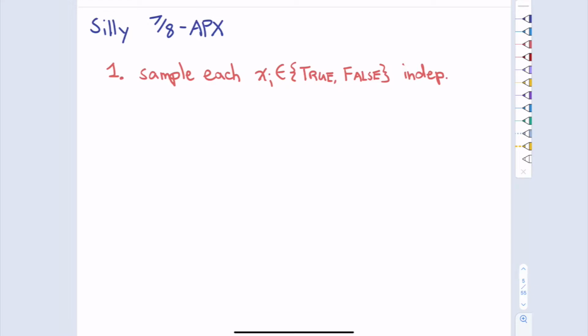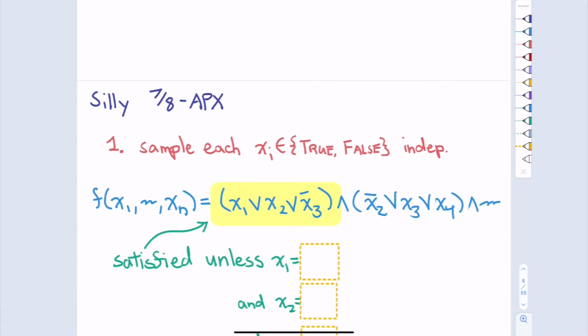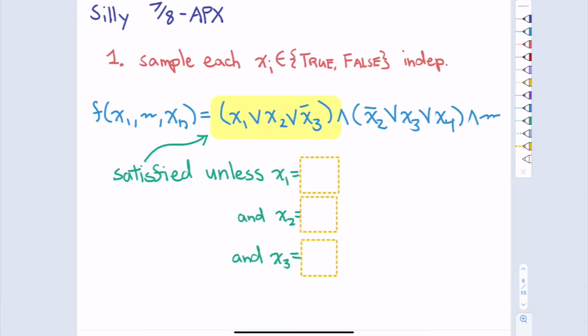So a very silly approximation algorithm, one that really doesn't even look at the SAT formula and its structure, is to just assign every variable true or false independently at random. Okay, so for each xi, I'll flip a fair coin, true or false, heads or tails. Okay, and that would be my assignment. All right, that seems like a very silly algorithm. It is a silly algorithm. But let's look at how it performs.